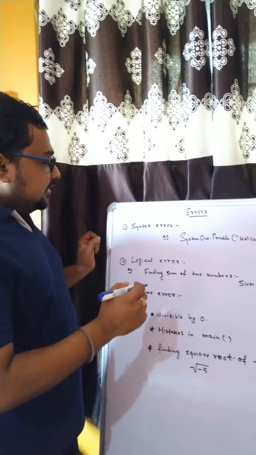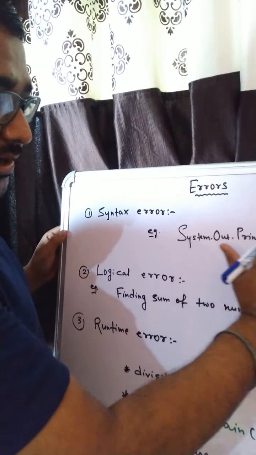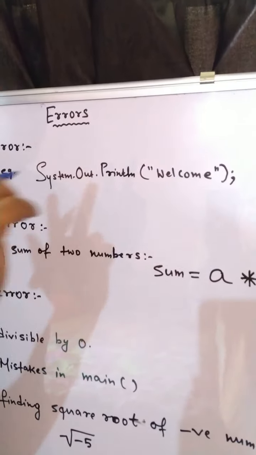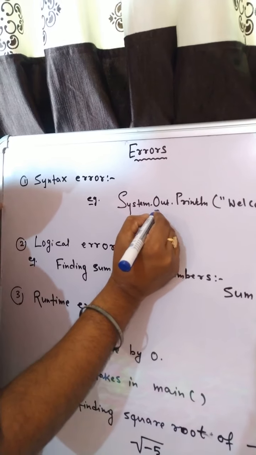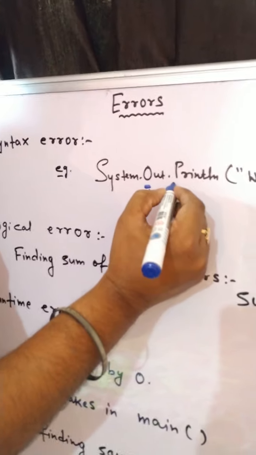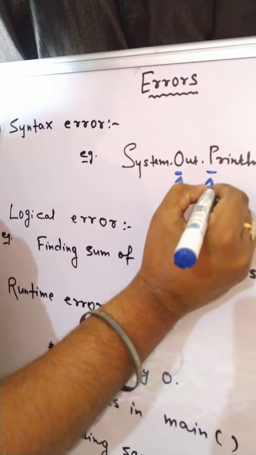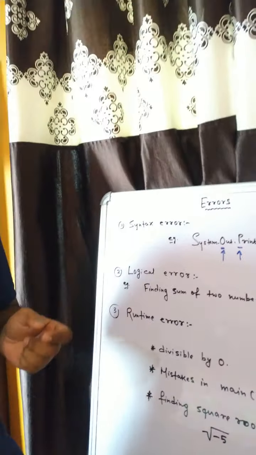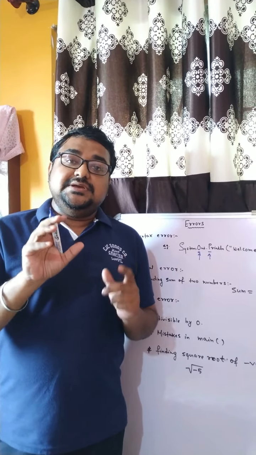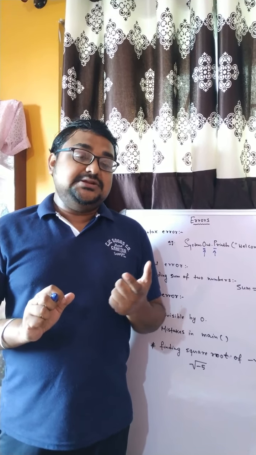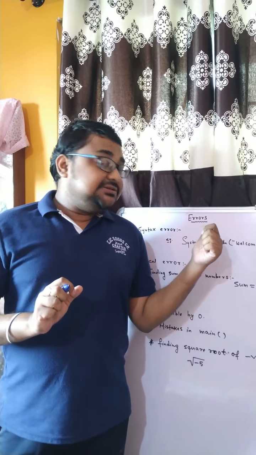Now you see, one simple print line written by me: system.out.println. In this line there are two errors. First, you can see here the O is in capital letter, and here also the P is in capital letter. As we all know, Java is a case sensitive language. In a case sensitive language we are not supposed to change the code. If we change the code, then errors will come. So that is called a spelling mistake.